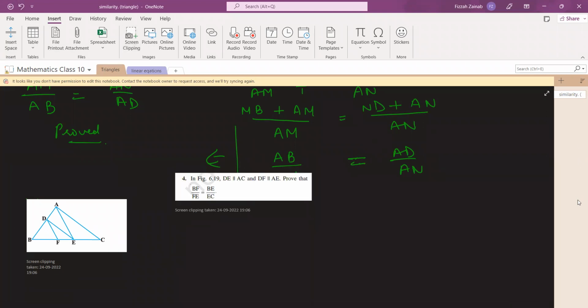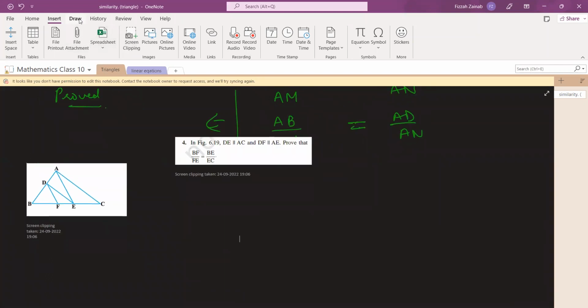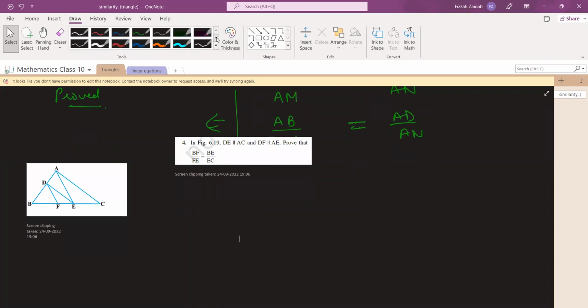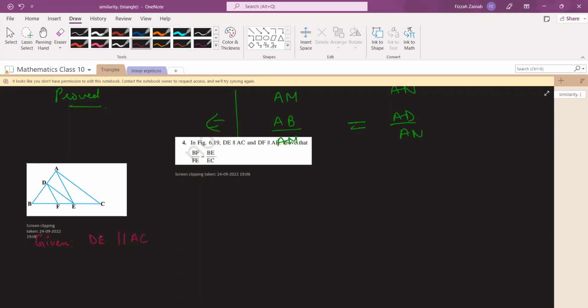Right. So let's do the next question. Now in figure 6.19, DE is parallel to AC. So write down, it is given that DE is parallel to AC, right? Now where is DE? This is this line, right? So this line is parallel to this line. Is it clear, all of you? Can you spot it? Yes, ma'am. So DE is parallel to AC.